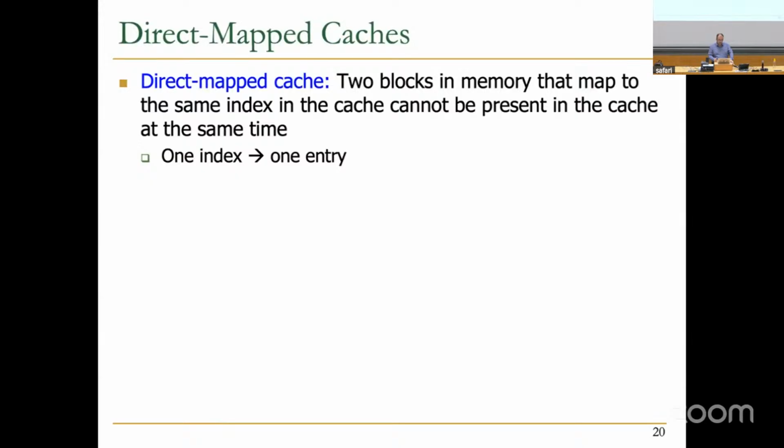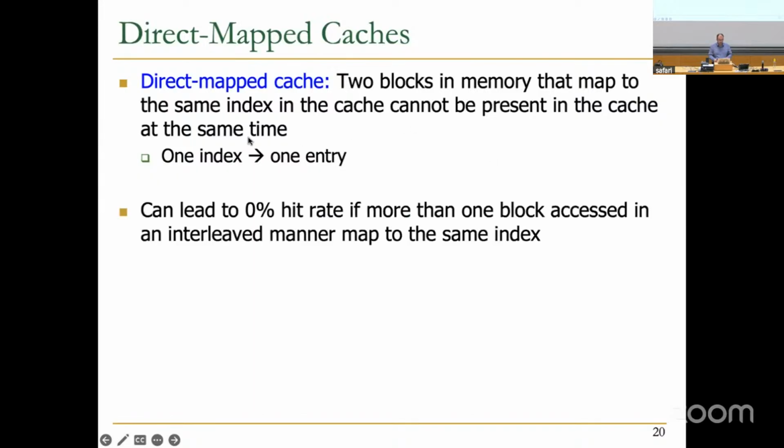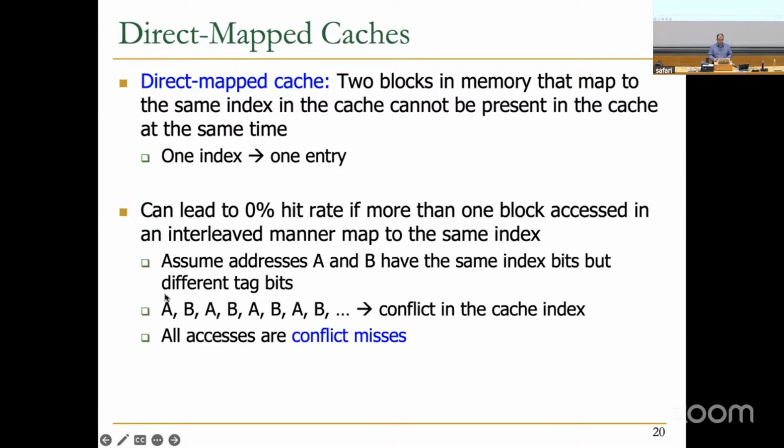To summarize, in a direct map cache, 2 blocks in memory that map to the same index in the cache cannot be present in the cache at the same time. So 1 index, 1 entry, and this can lead to a 0% hit rate if more than 1 block accessed in an interleaved manner maps to the same index. For example, assume addresses A and B have the same index bits but different tag bits, like block 0 and block 8 in our example. If we access A B, A B, A B, A B, they all conflict in the cache index. Then all accesses are conflict misses and your hit rate is 0. That's why direct map can sometimes be very bad, depending on your access pattern.